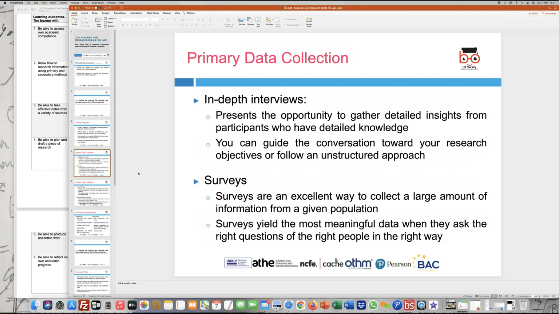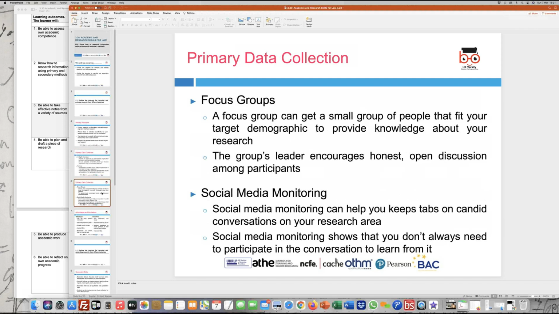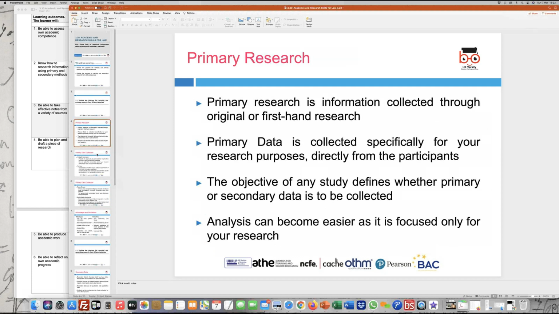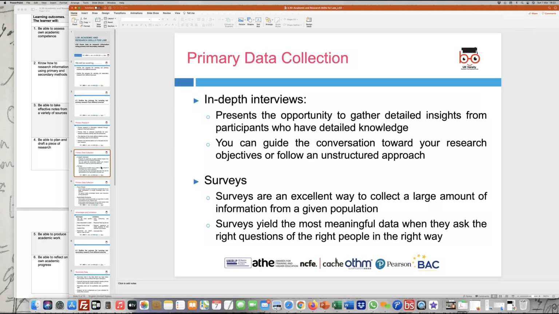Now, primary data collection can essentially be done through in-depth interviews. It can be done through surveys. There are techniques like focus groups, and you can also collect data through social media monitoring. Now, there are these different methods which allow you to collect data, and these data collection methods differ slightly amongst each other.